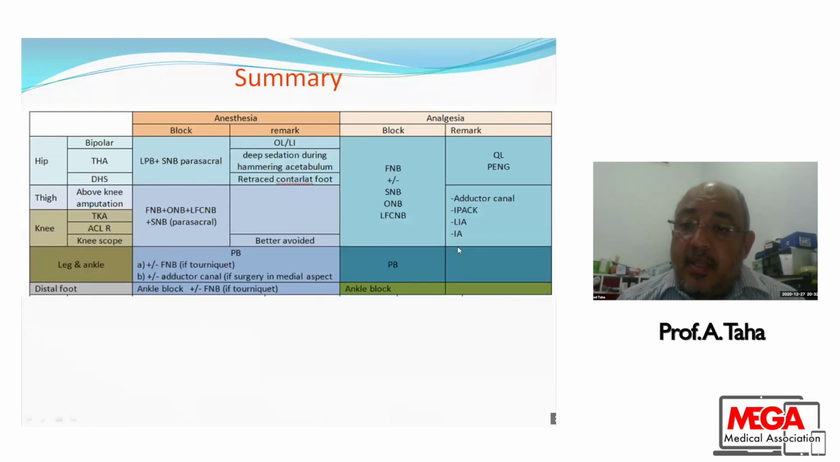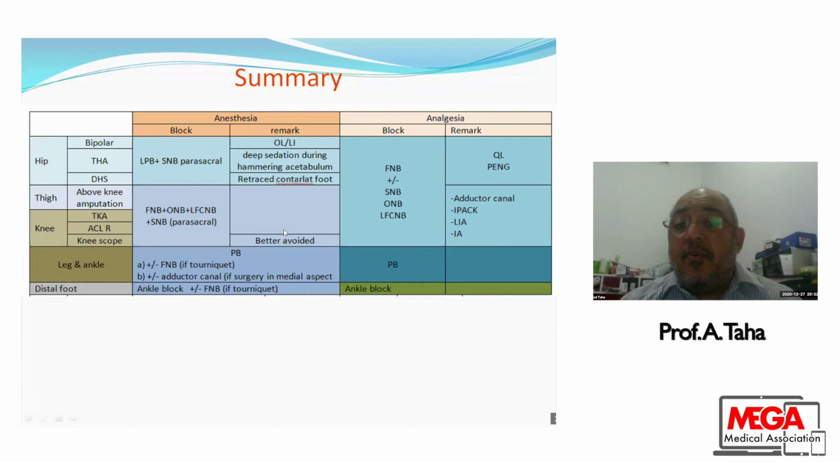So to summarize what I've said, in the hip region, the bipolar, total hip and the DHS, you can give the lumbar plexus plus sciatic nerve block. If the patient is risky, femoral, obturator, and lateral cutaneous can replace the lumbar plexus. Take care in the lateral incision because of the bipolar, as the incision spreads above the greater trochanter. You can give QL or local infiltration. In total hip arthroplasty, you need deep sedation during hammering. And in DHS, take care if the other leg, the contralateral leg, is retracted.